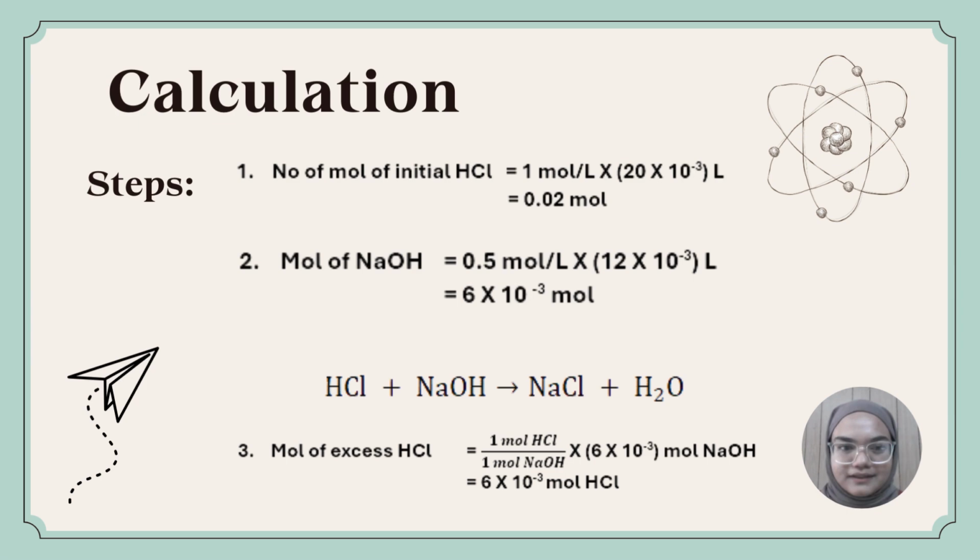Next, I will explain the calculation in this example. So, step 1, we have to find the number of moles of initial HCl. 1 mole per liter times 20 times 10 to the negative 3 liter, and we get 0.02 mole of initial HCl. And next, we have to find the moles of NaOH, which is 0.5 mole per liter times 12 times 10 to the negative 3 liter, and we get 6 times 10 to the negative 3 mole of NaOH. So, we use the ratio 1 mole HCl to 1 mole NaOH to find the moles of excess HCl, and we get 6 times 10 to the power of negative 3 mole HCl.